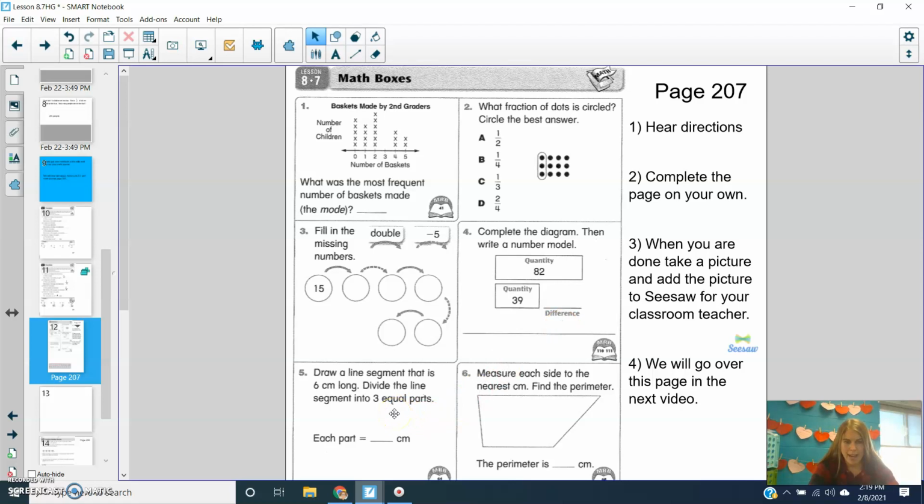For question 5, you're going to draw a line segment that's 6 centimeters long. Then you're going to divide that line segment into 3 equal parts and tell me how many centimeters one part would be. And then for question 6, measure each side to the nearest centimeter and then add those sides up to figure out the perimeter.